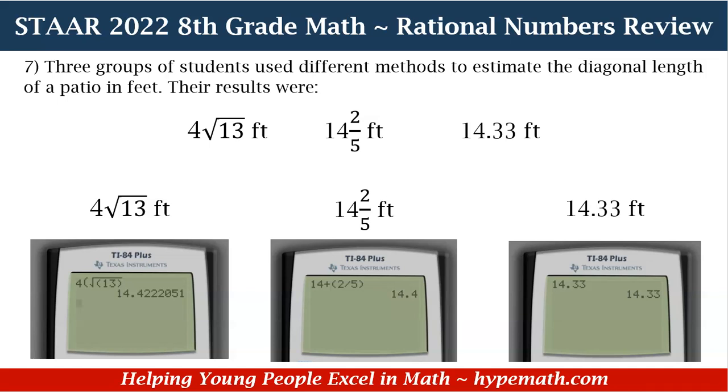Next, we have 14 and 2/5. We are going to add 14 plus 2/5, and that is equal to 14.4. And notice that in my calculator, I put 14 plus, and then in parentheses, 2 divided by 5, because that's what the fraction bar is. It's a division sign. So 14 plus 2 divided by 5 in parentheses, and my answer is 14.4. And then our 14.33 is already in decimal form. I was just showing how it would look in the calculator.